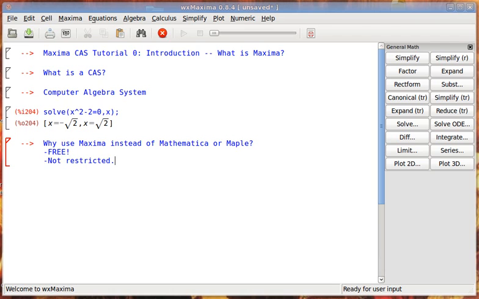You don't have to deal with activation. You don't have to deal with licenses. You just install it and you go. This is a big deal to me because it's incredibly convenient. Even if Maxima weren't free, but it were still unrestricted, I would be perfectly willing to pay good money for Maxima, and just the fact that it's not restricted is a big deal to me.